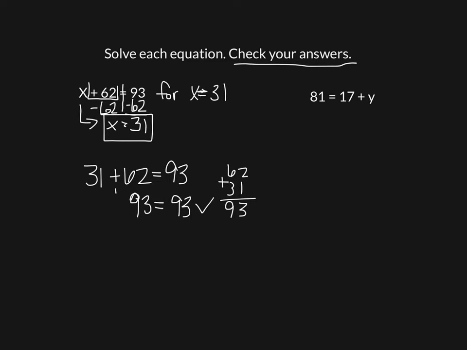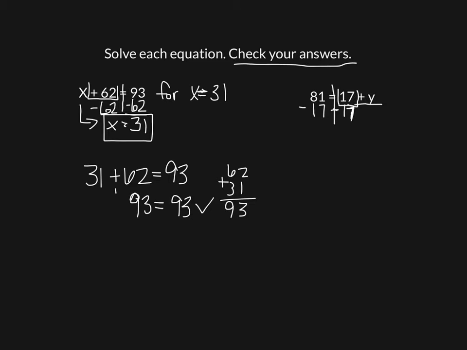Okay, so let's try this one over here. The next one says 81 equals 17 plus y. I want to get y by itself, so I've got to get rid of this 17. Okay, so to get rid of 17, I'm just going to subtract 17. That's also the inverse operation. So I need to subtract 17 from both sides of the equal sign because I want it to be balanced.